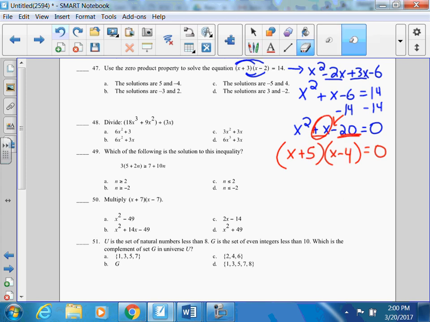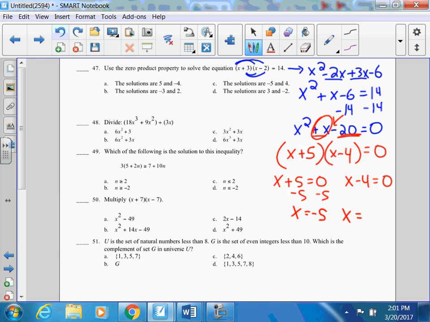Now that you have that set up, you can solve by taking x plus 5 and setting it equal to 0, and taking x minus 4 and setting that equal to 0. So if you subtract 5 on each side, x equals negative 5, x equals positive 4 here. Those are your solutions, which would be C.